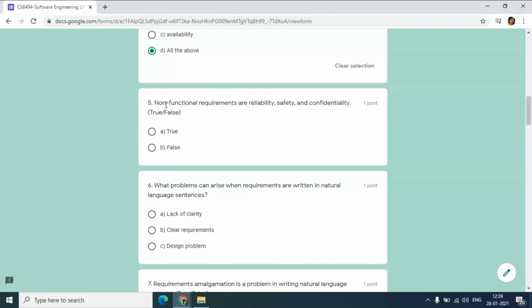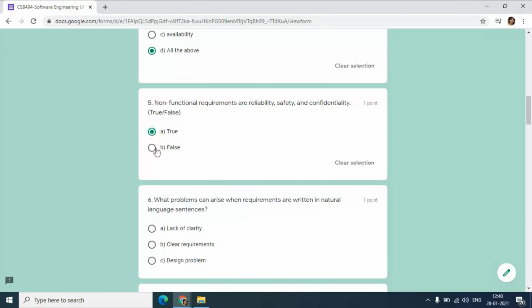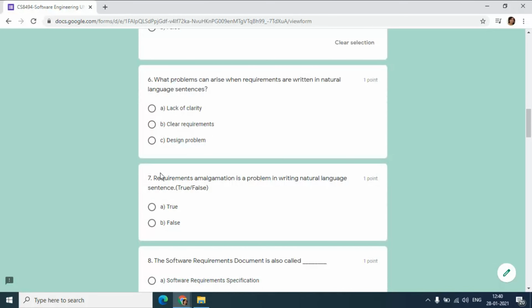Next question is: non-functional requirements are reliability, safety, and confidentiality. True or false? Yes, it's also true. Next question is: what problems can arise when requirements are written in natural language sentences? Lack of clarity makes the document difficult to read. Hence, the answer is option A, lack of clarity.